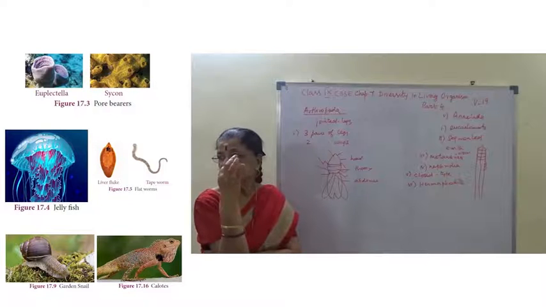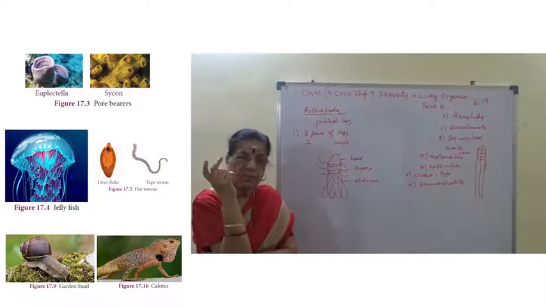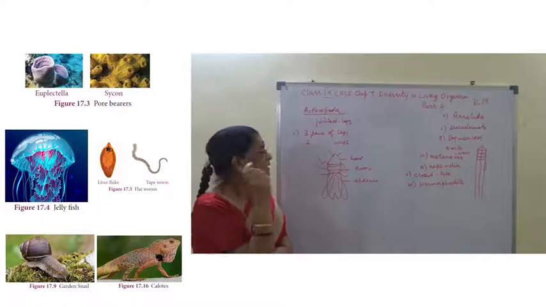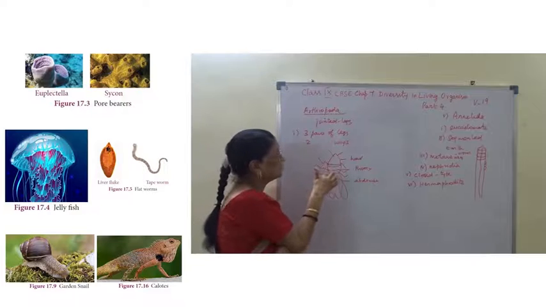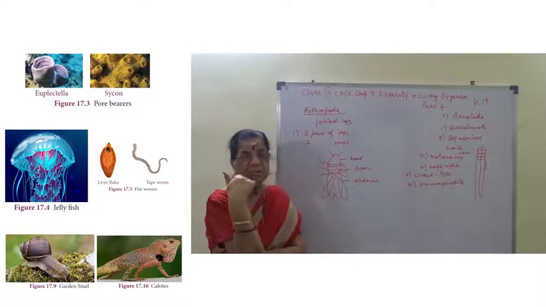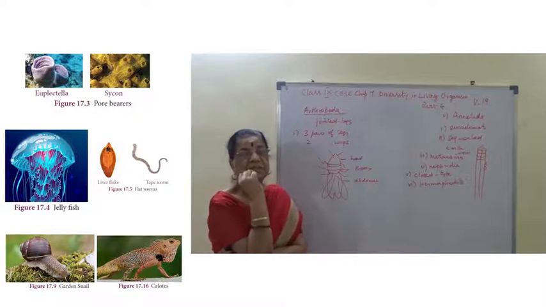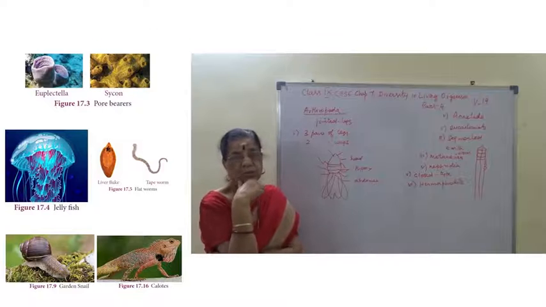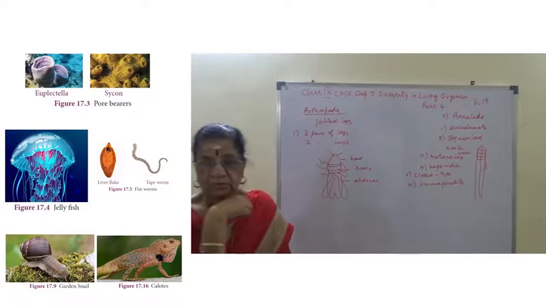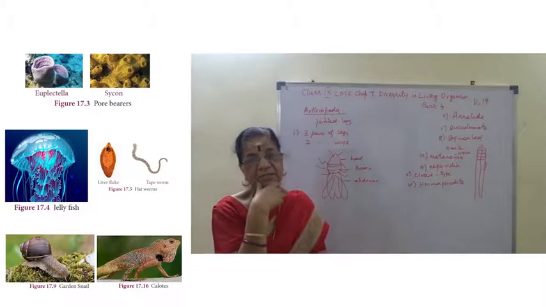In each thoracic segment, a pair of legs will be present. And starting from the meso and metathorax, a pair of wings is present. So in arthropods, the locomotory organs are jointed legs and wings.